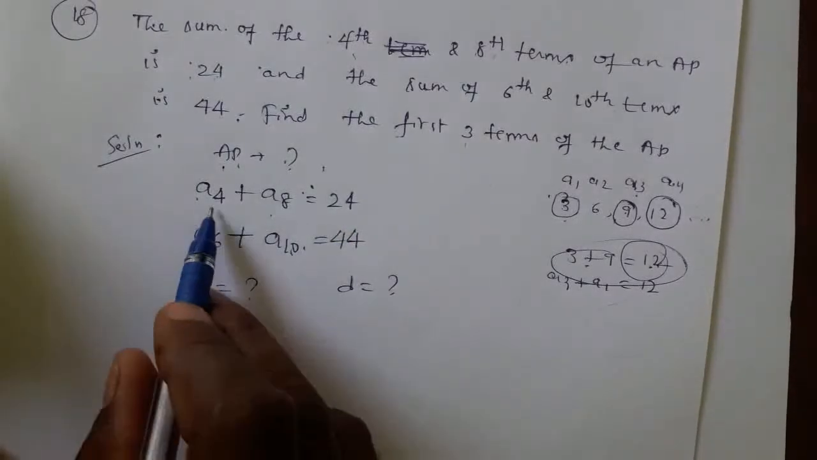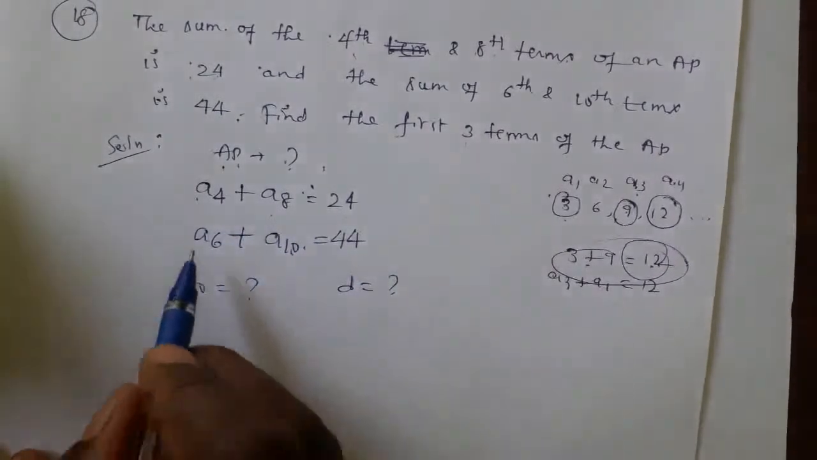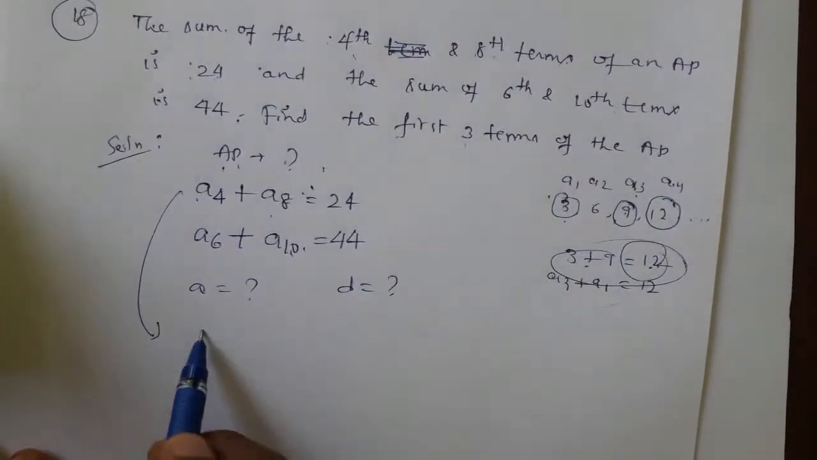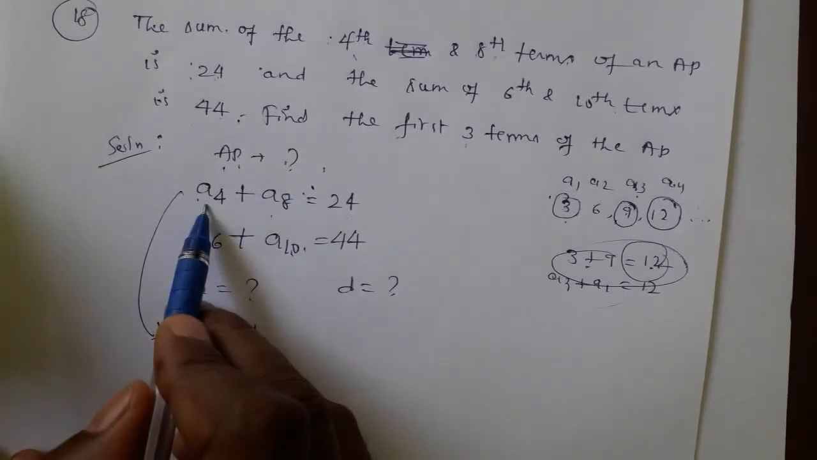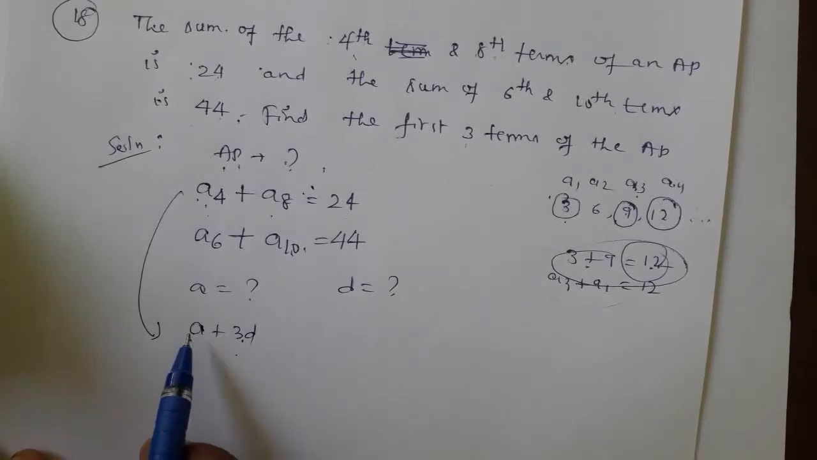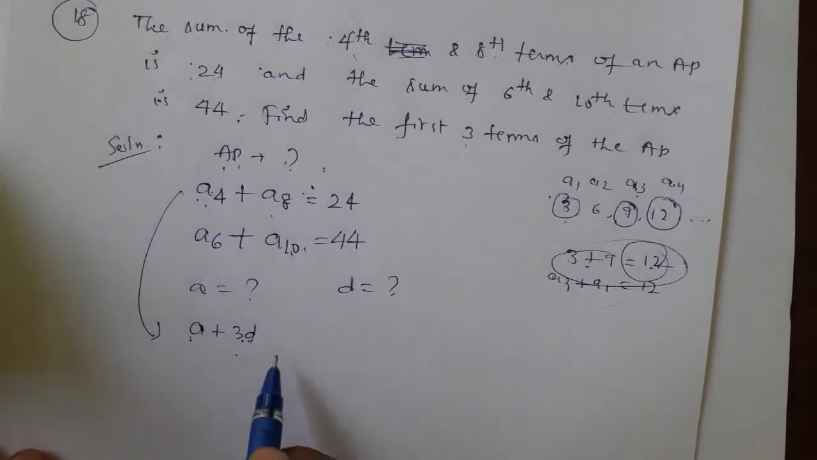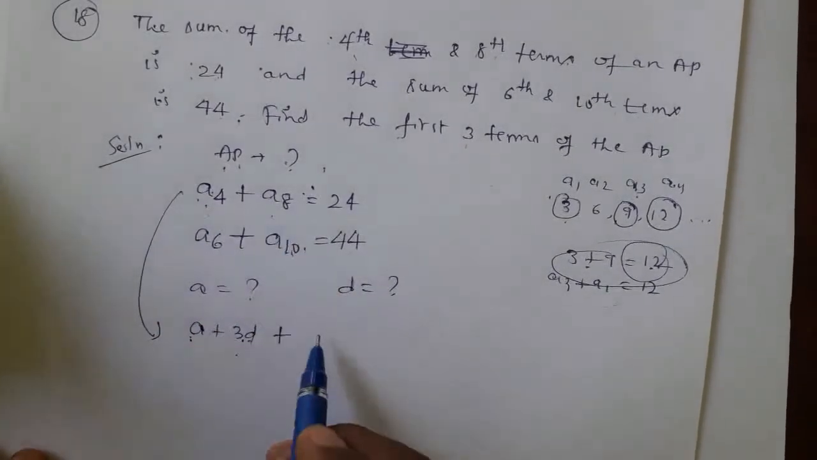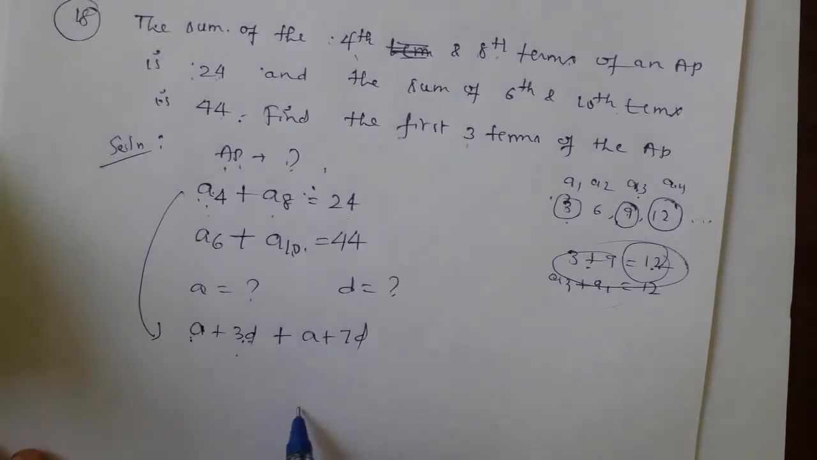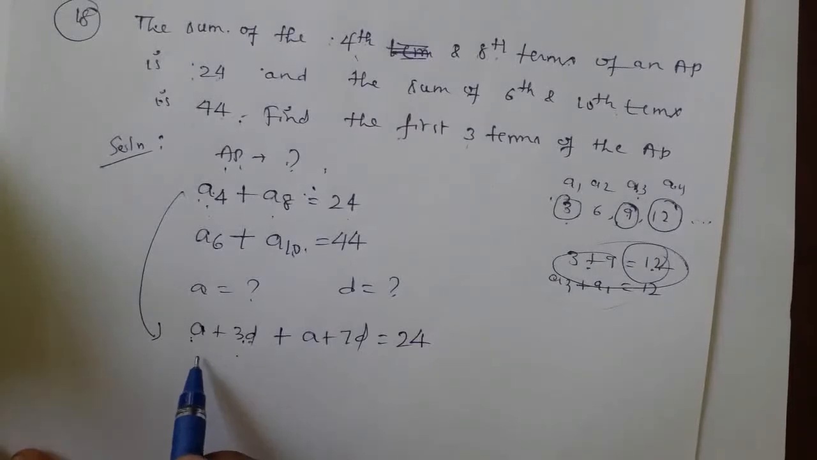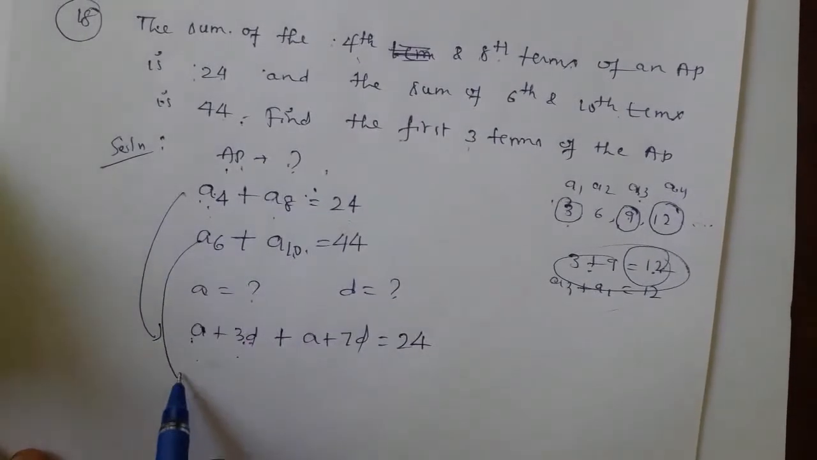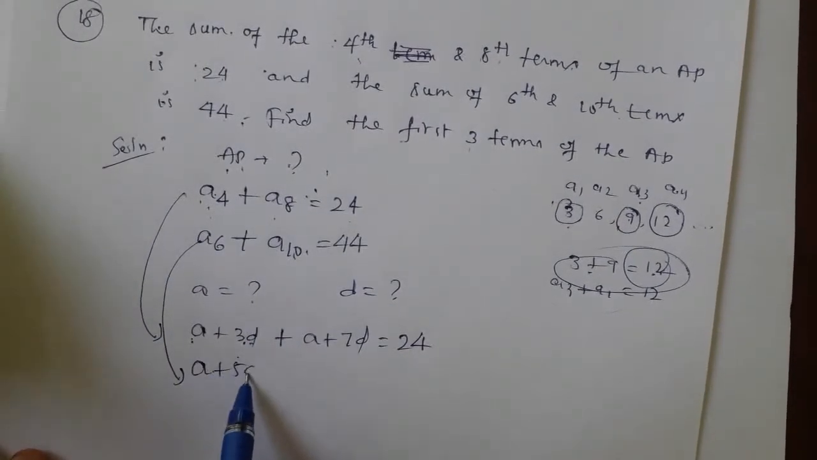So what clues are given? A4 plus A8 is equal to 24. Now we will expand. How to expand A4? A plus 3D. After 3 differences comes only the 4th term. Plus the 8th term, how to expand? A plus 7D is equal to 24. The next one is A6. What is A6? A plus 5D. Between A6 and A, how many differences?